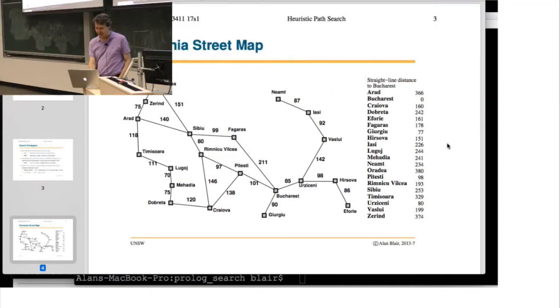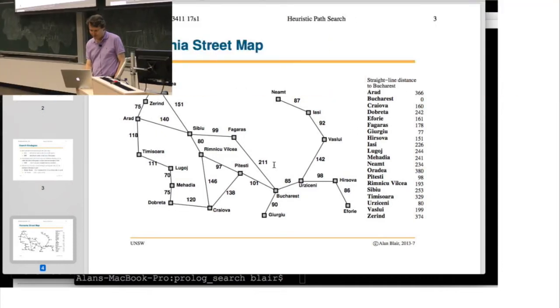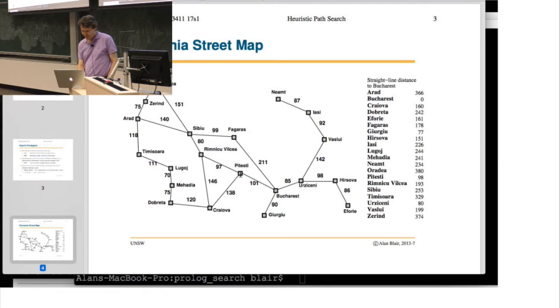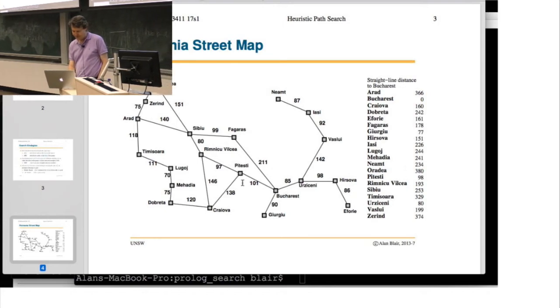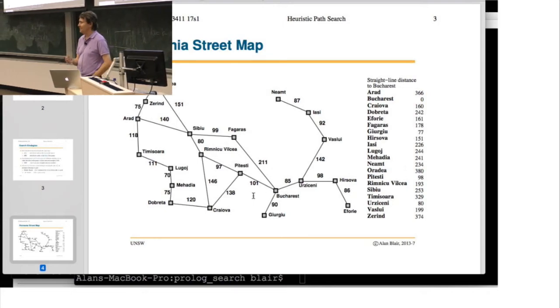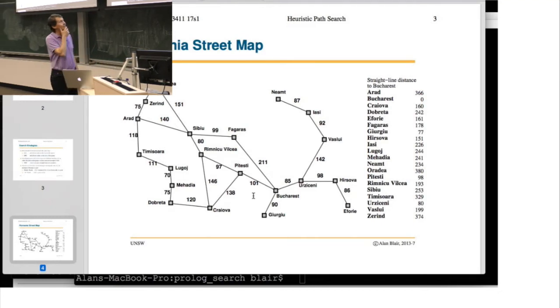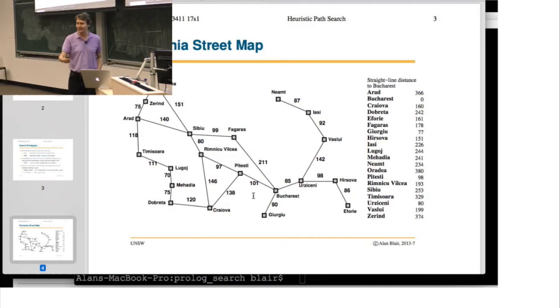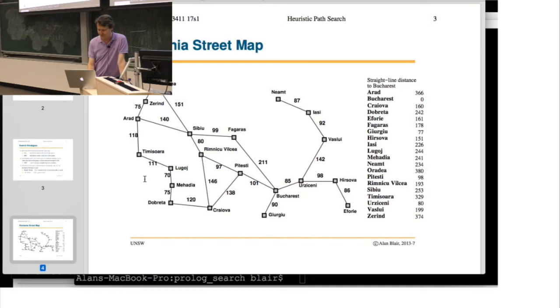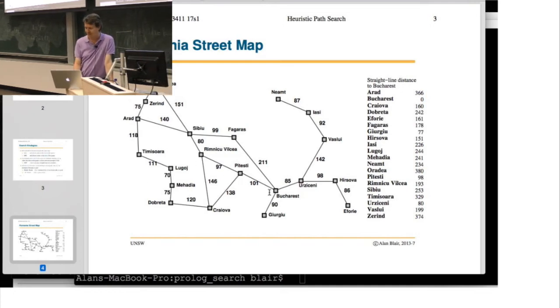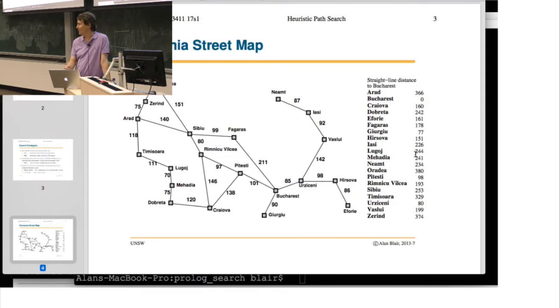Right, so this is just the straight line distance. Arad is 366 kilometers from Bucharest, or miles, or whatever it is. Pitești is 98. So this is an estimate of how far you are from Bucharest. You have to travel along the actual road, so the actual distance you have to travel is going to be greater than this. But this at least gives you some idea whether you're going in the right direction. This is what you were meaning, right?